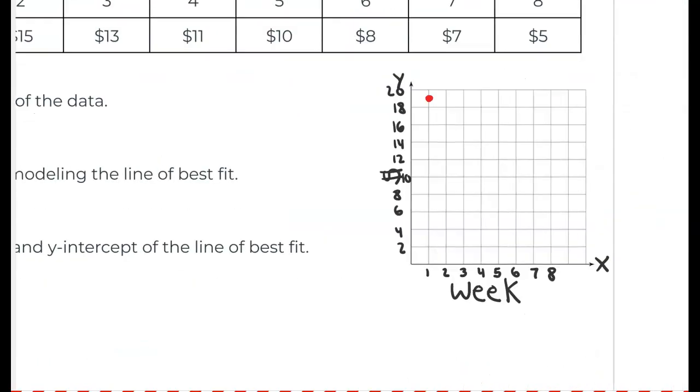On week 2, it's $15. So that's going to be in between 16 and 14. Week 3 is $13. Week 4 is $11. Week 5 is $10. Week 6 is $8. Week 7, $7. Week 8 is $5.